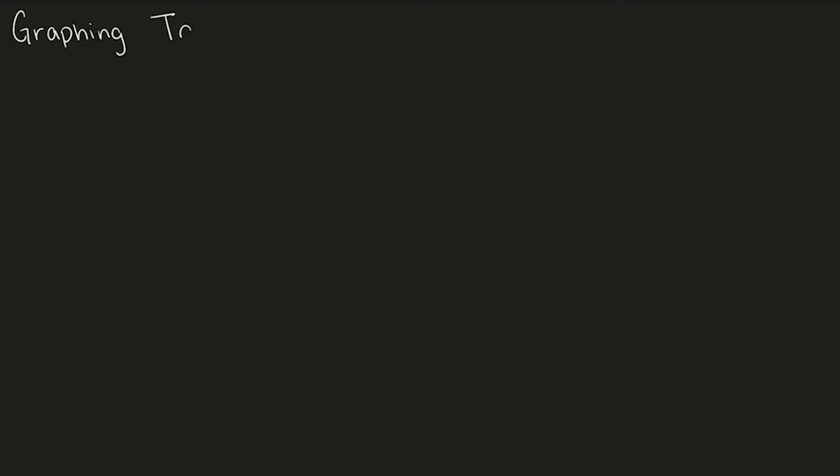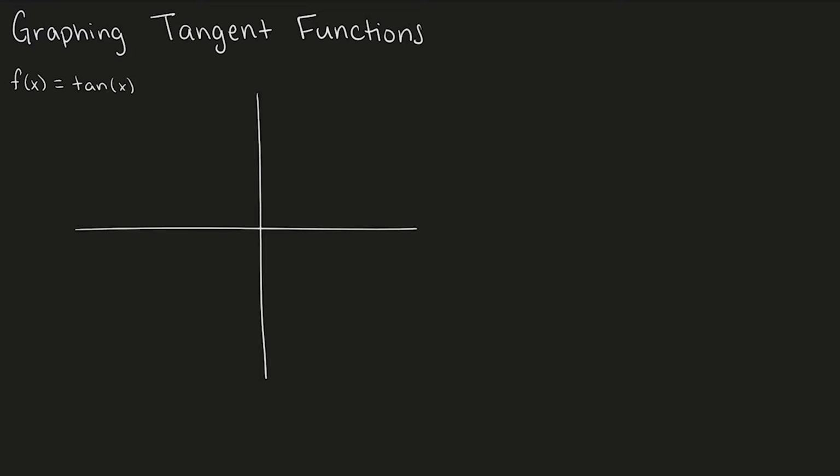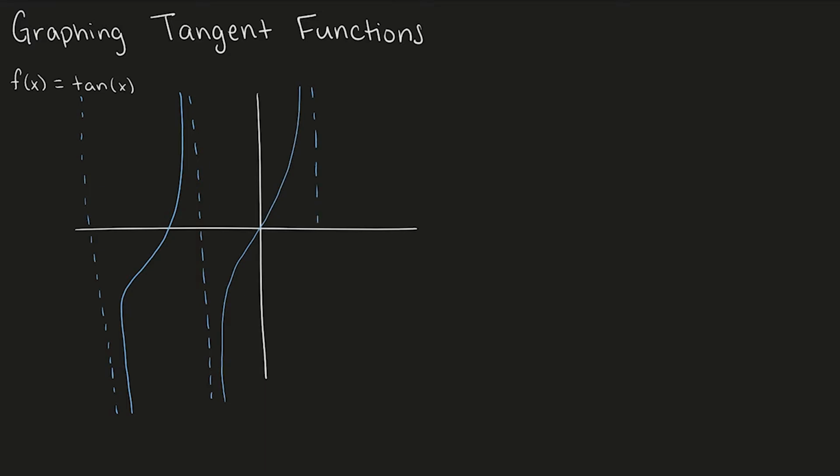Today we're going over graphing tangent functions. Our tangent function is just f of x equals tan x. Here's what that graph looks like across multiple periods. The graph for tangent looks very different than our sine and cosine waves.